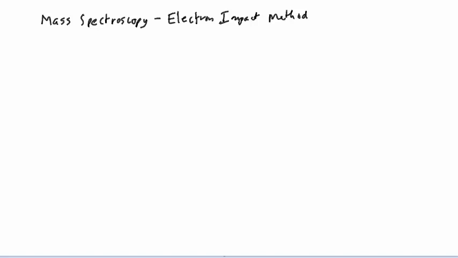Hello everyone. In this video I'd like to pick up where we left off in the last class period. First, I'd like to go over an important fragmentation pattern encountered in electron impact mass spectrometry. It's the retro-Diels-Alder fragmentation. This is the one that I had some difficulty with in class.